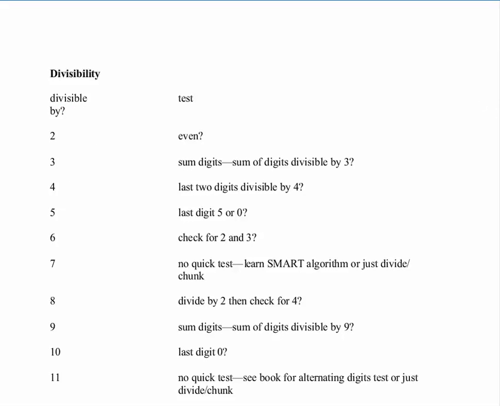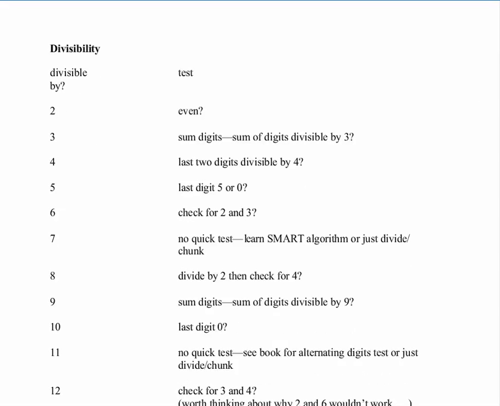Divisibility when we're doing the GMAT, and these divisibility tests come in handy. If a number is divisible by 2, how do you know? Well, it's even. How do you know if a number is divisible by 3? You sum the digits, and if the sum of the digits is divisible by 3, then the number is divisible by 3. How do you know a number is divisible by 4?